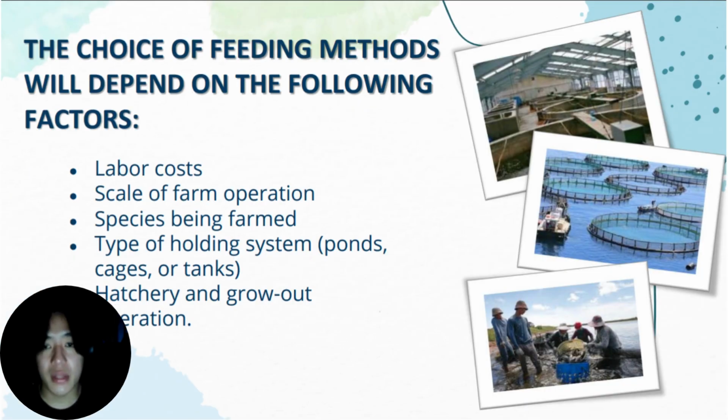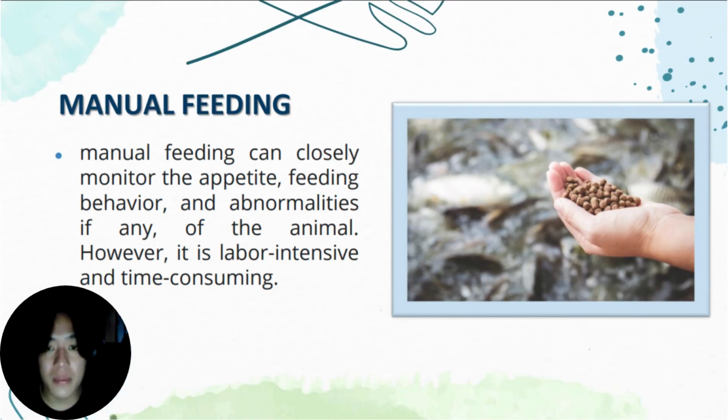The choice of feeding methods will depend on the following factors: the labor cost, scale of farm operation, species being farmed, type of holding tank, hatchery, and grow-out operation. There are two types of feeding procedure: the manual feeding and the mechanical feeding.